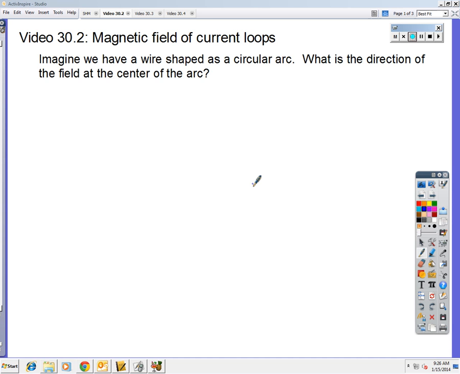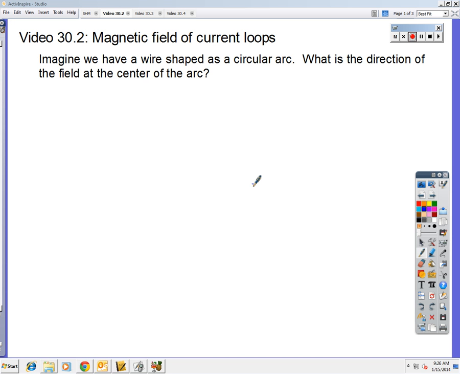Okay, this is video 30.2. We're going to be looking at the magnetic field of current loops. This is a topic where we're going to be using the Biot-Savart law, but we'll find that it's much easier. The integrals are not a huge pain like they were for the infinitely long wire.